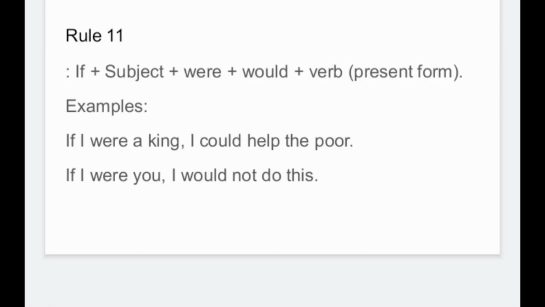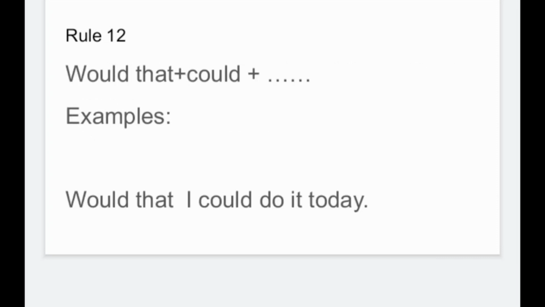Dear students, there are some other rules to follow. Give your concentration here. Rule 11. If plus subject plus were, the other part of the sentence will follow would, could plus verb. See the example. If I were a king, I could help the poor. If I were you, I could not do this. Come to the next rules.